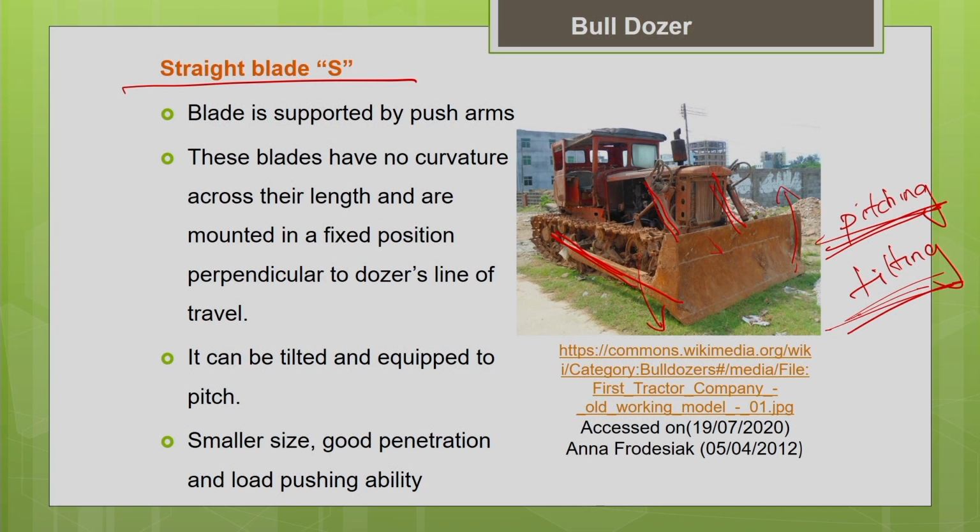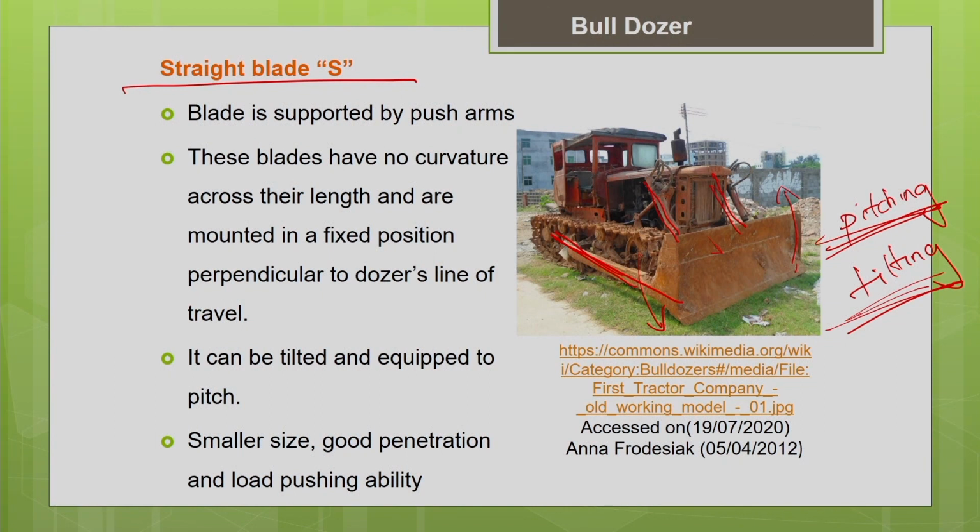Another important thing to note is that most of the bulldozer blades have a curvature in the vertical plane. The blades will have the curvature in the vertical plane like this. You can see in this picture also a curvature in the vertical plane. So what is the main purpose of the curvature?